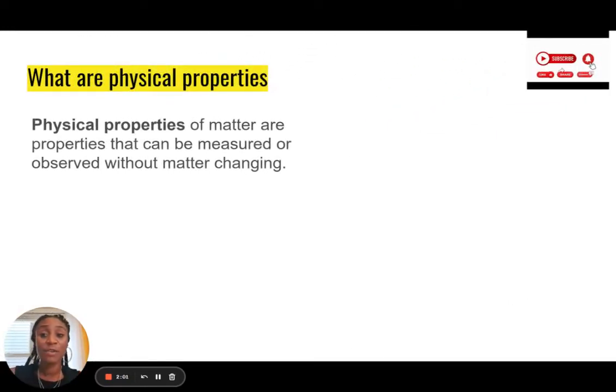Now, as you go further, you're going to ask, what is a physical property of matter? Physical properties of matter are properties that can be measured or observed without the matter changing. So you could measure it, you could observe it, and it's not going to change.